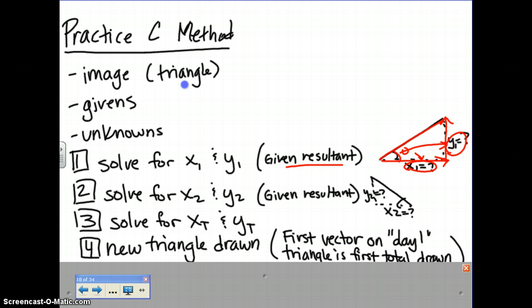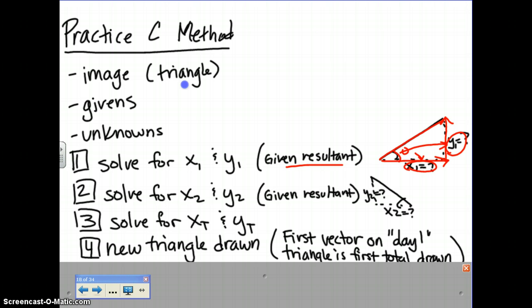Once you get your x and y totals, then you're going to draw the new triangle out. Well, okay, Miss Arter, I totally get that you want me to draw my x total and my y total as my two new triangle component sides, but how do I know which one to draw first? Do I draw my x component first, or do I draw my y component first for my new triangle, i.e. step number 4? Well, thanks for asking.